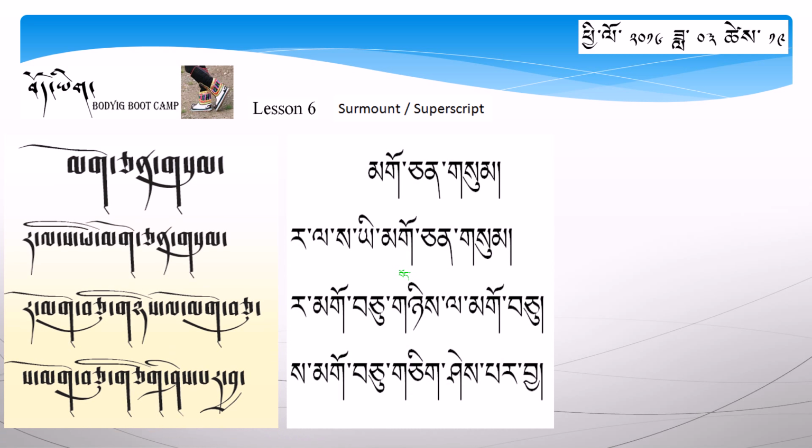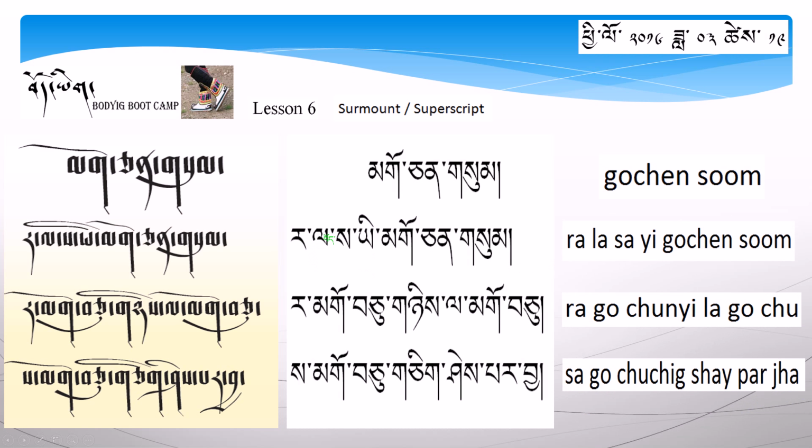Now, this line will help you remember how many letters there are with the surmount letter Ra, how many with the surmount letter La, and how many use the surmount letter Sa. If you memorize this line, then you would know how many. Basically it says: Ra La Sa Gojin Sum, Rango Chungi, Lango Chu, Sango Chukji, Shepar Cha.